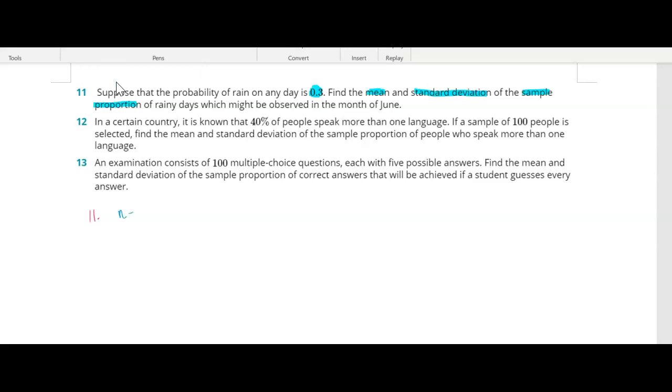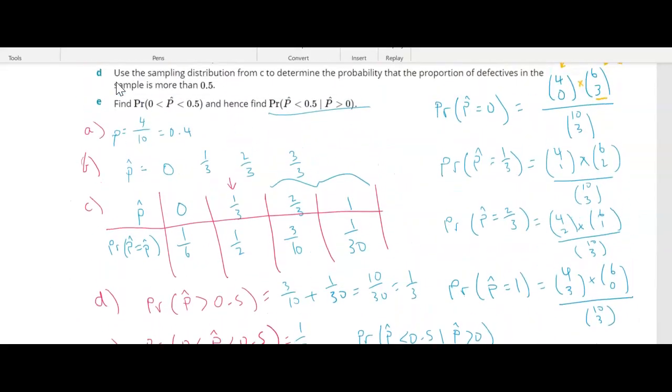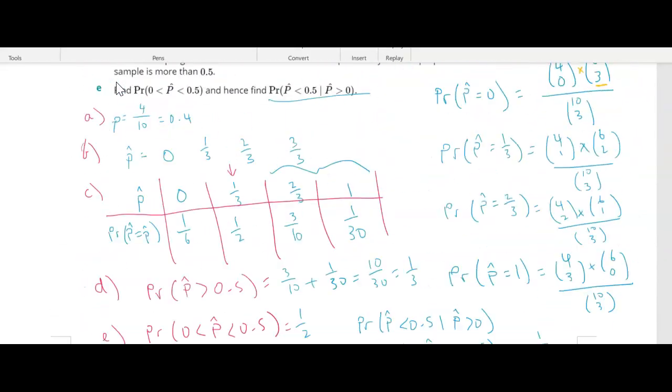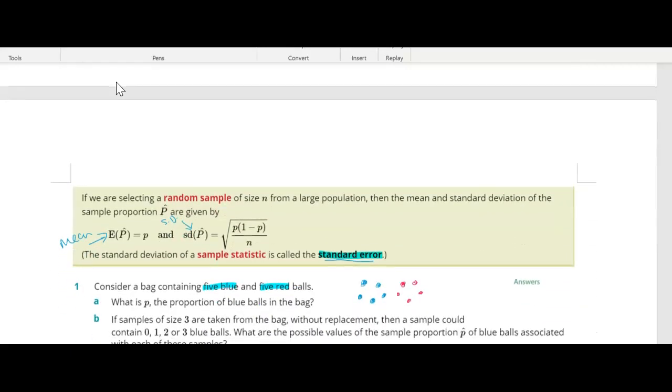So how many days are there in June? There are 30. And the probability it's going to rain, so the probability of success, is 0.3. So we want to find the mean and the standard deviation of the sample proportion. Okay, so I'm going to scroll back up here so we can see the notation we're using.